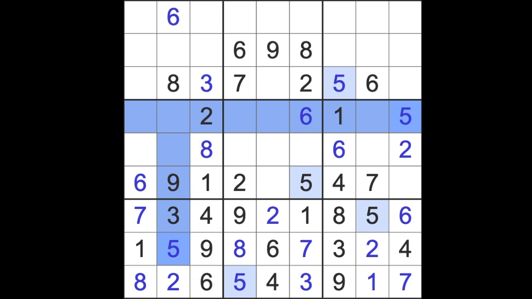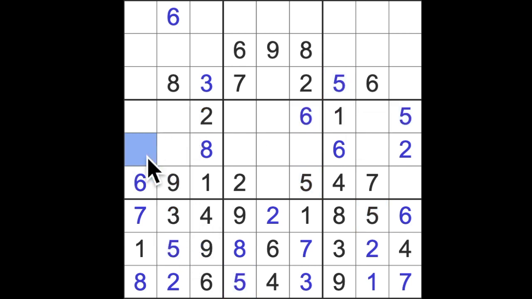We have 5s blocking up here, 5 blocking across here. So here is our 5. Our 3 blocks up here now, and so 3 has to appear in that square there.